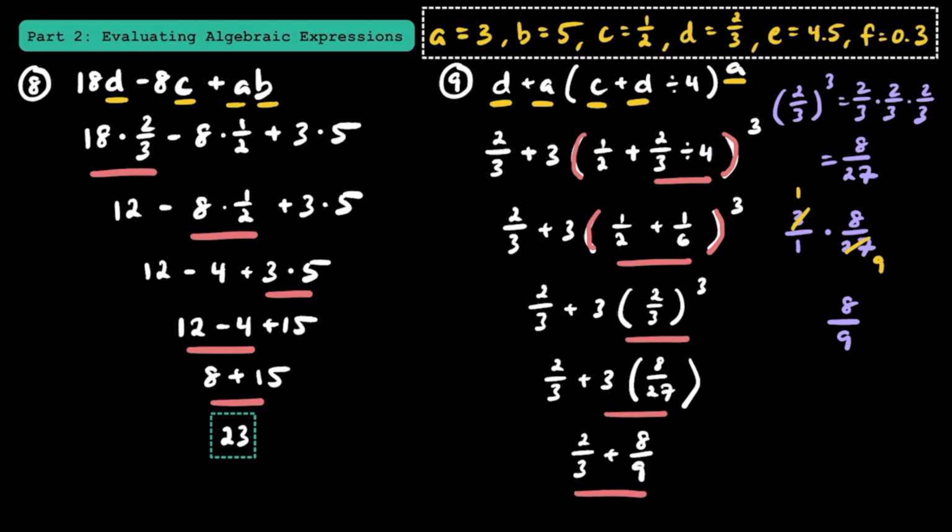Our final step is going to be adding these two fractions. To add fractions, we're going to have common denominators, so we need an LCD. Between 3 and 9, 9 is the LCD, so we can multiply 2/3 by 3 over 3. Our new fraction is going to be 6 over 9 plus 8 over 9, and since we have common denominators, we can add the numerators to get 14 over 9. 14 over 9 is the value of this expression.